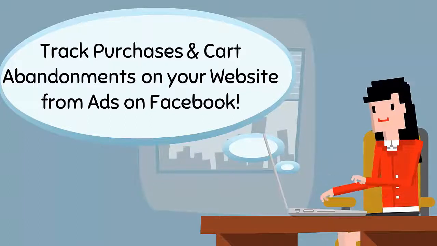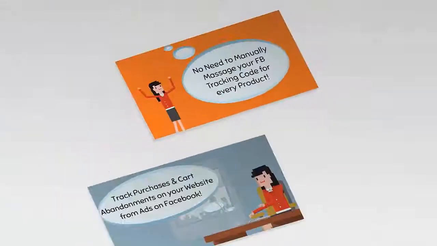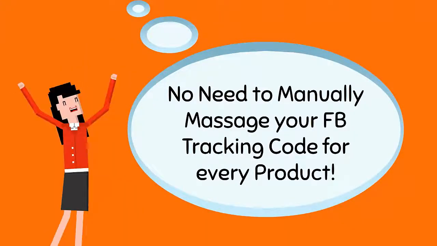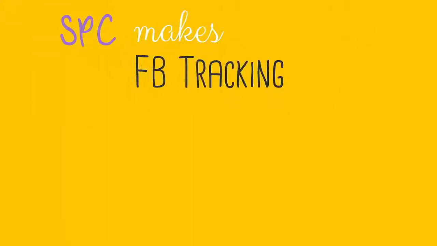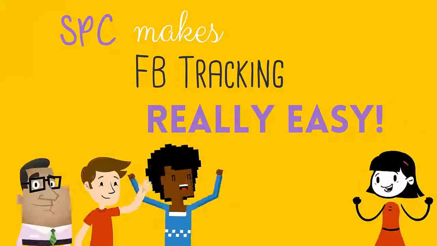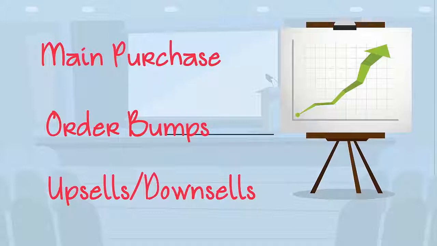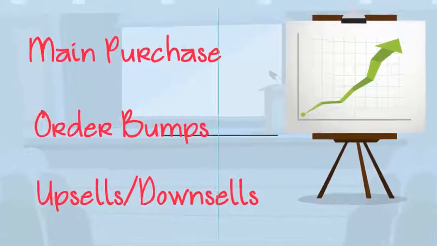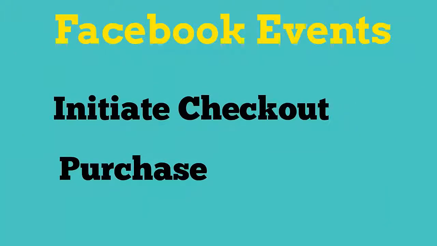In this video, I'll show you how you can track purchases and cart abandonments on your website from ads that you're running on Facebook using SPC. Now, the cool thing about SPC tracking is that you don't have to manually enter or massage the parameters in your Facebook tracking code. You're not going to find an easier way to track purchases than how SPC does it. You can track all the SPC powered purchase events in Facebook automatically, whether it's your main purchase, order bump, upsells, or downsells, and you can also retarget cart abandoning users because SPC tracks both initiate checkout as well as purchase events. So you can target those that initiated checkout but didn't complete purchase.